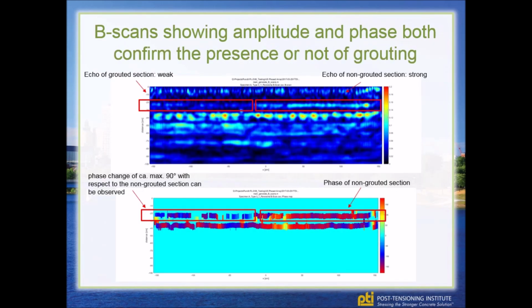And then above, this is a typical B scan, where we have the grouted and non-grouted section with a weak and a stronger echo. And below, this is a phase diagram. Basically, we give a color code depending on the phase shift. And you can see there's a big difference on the right-hand side and the left-hand side. So this gives an added determination of the presence of voids.